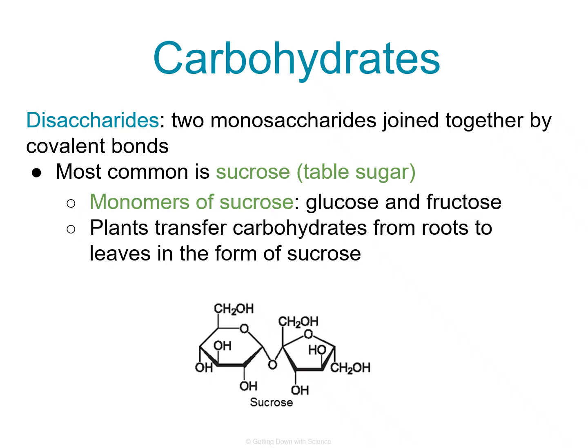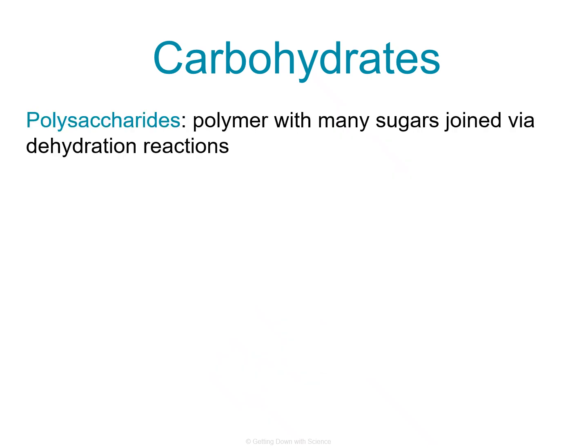And then plants also transfer carbohydrates from roots to the leaves in the form of sucrose. And sucrose is super important because without it, cells would not be able to get energy to make ATP or anything else that our body needs. Polysaccharides are polymers with many sugars joined via a dehydration reaction.